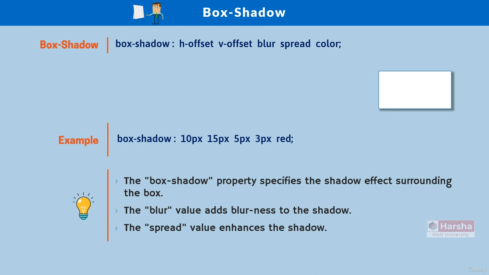Out of 5 values, that is horizontal offset, vertical offset, blur, spread and color, first 2 values are compulsory, remaining 3 are optional. The default value of box shadow property is none.